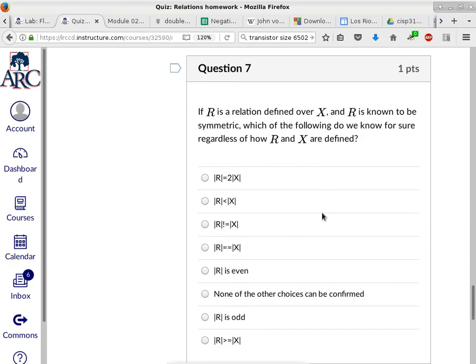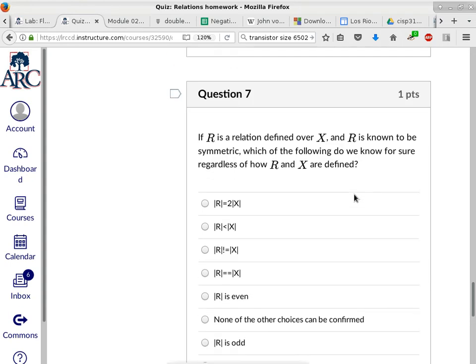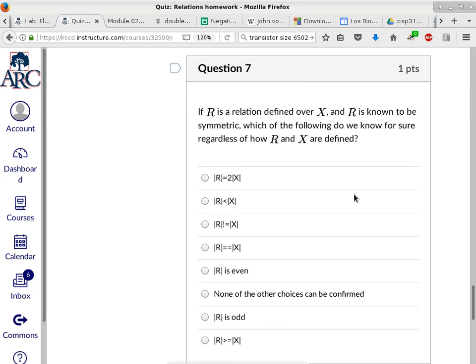Okay, number 7. So 7 is asking if R is a relation defined over X, and R is known to be symmetric this time. Which of the following do we know has to be true for sure, in all cases, regardless of how R and X are defined? Okay, so which one did you guys choose? Now this one is kind of tricky because we know a very specific case of a relation that is also known to be symmetric, and that will give you an idea.